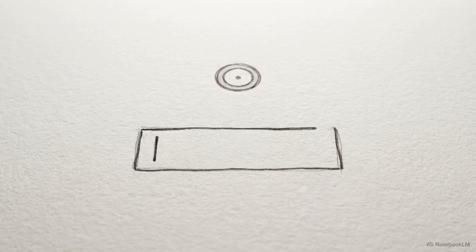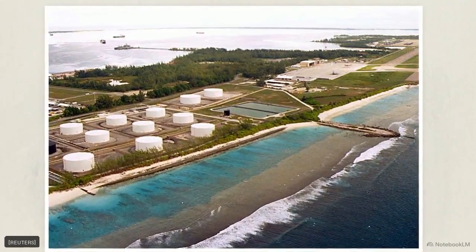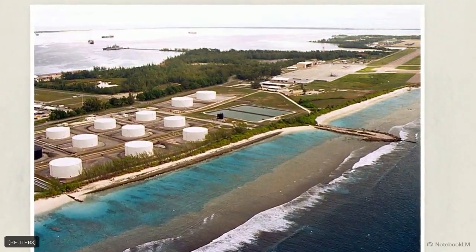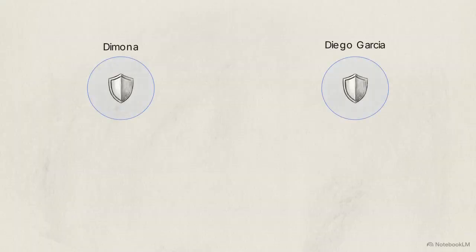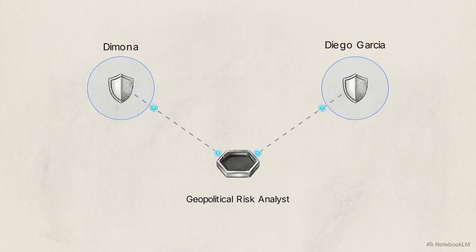Next, we add a second geopolitical data point to its prompt. We instruct the agent to factor in the recent strikes on the US-UK military base at Diego Garcia in the Indian Ocean. With those conflict zones established, we command the agent to calculate the resulting supply chain risks.